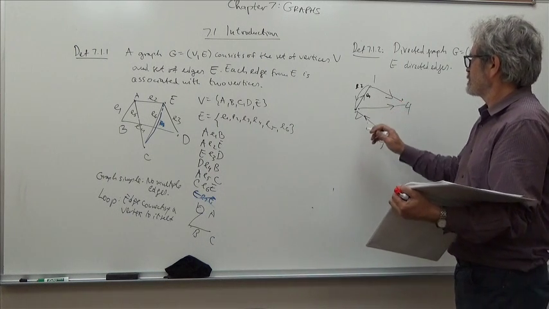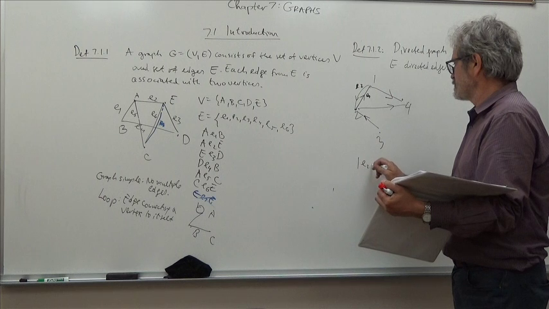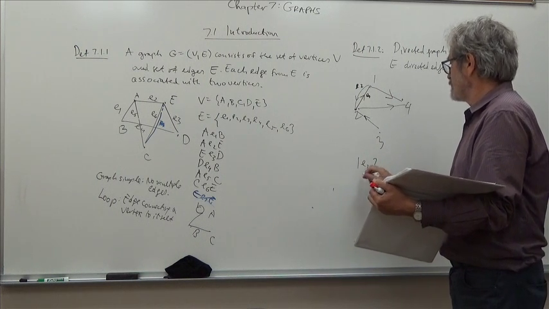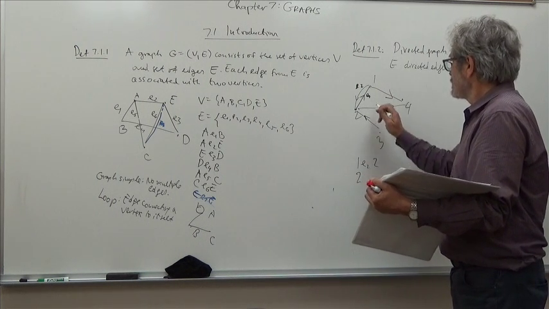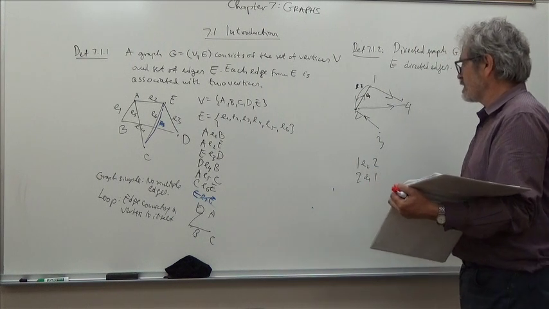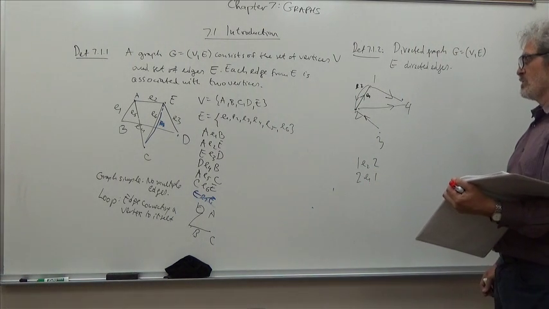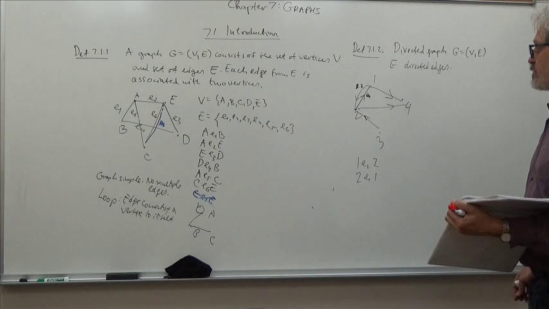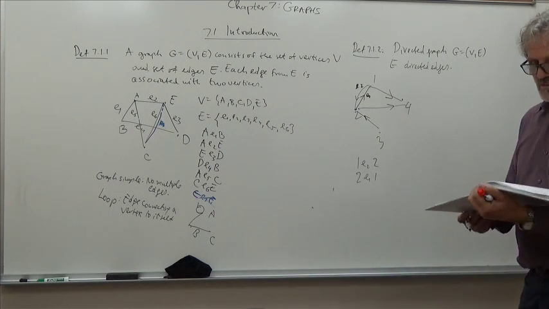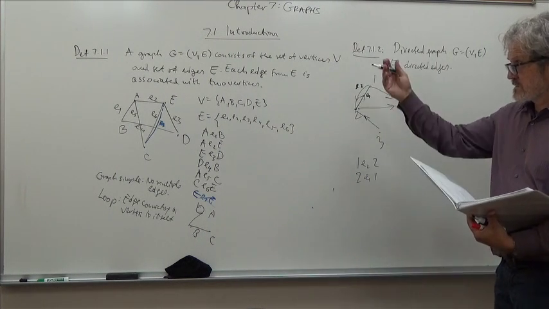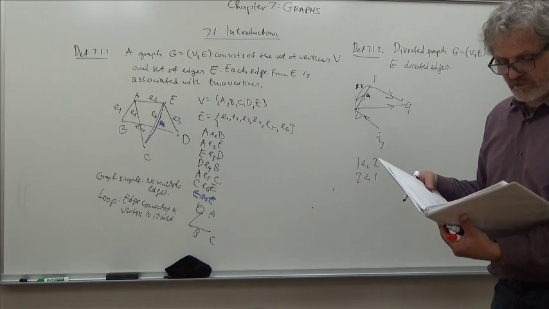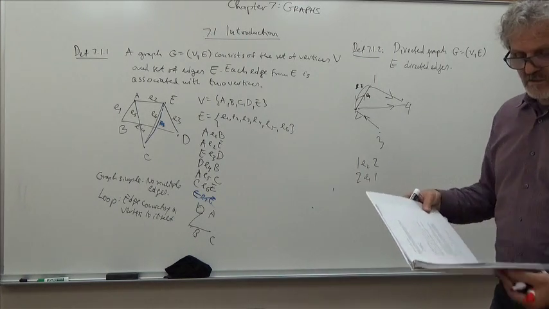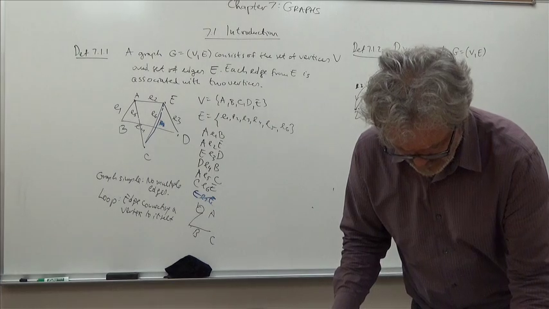So for example, we would say E2 goes from 1 to 2, but also E1 goes from 2 to 1, and so on. But we'll rarely mention directed graphs. In our course, we'll mostly be concerned with just general graphs.